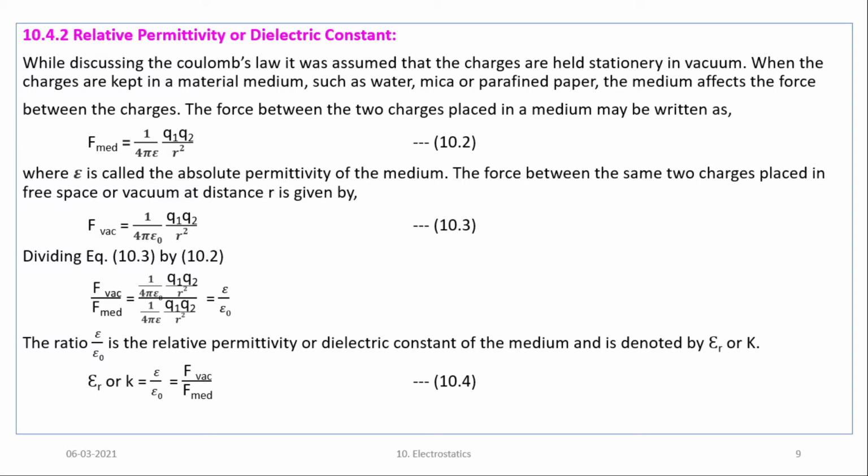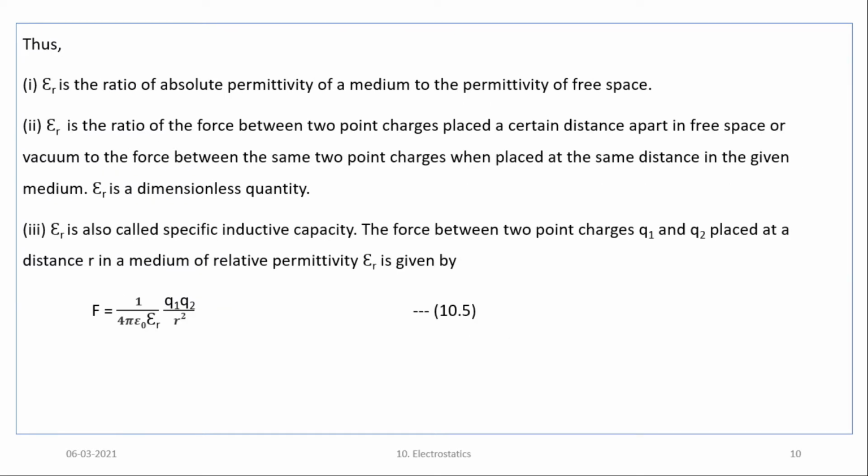So we can write epsilon r or small k equal to epsilon upon epsilon naught, which is equal to F vacuum upon F medium. From this equation, we can define relative permittivity as the ratio of absolute permittivity of medium to the permittivity of free space, or the relative permittivity is also defined as the ratio of the force between two point charges placed at a certain distance apart in free space or vacuum to the force between the same two point charges when placed at the same distance in the given medium.